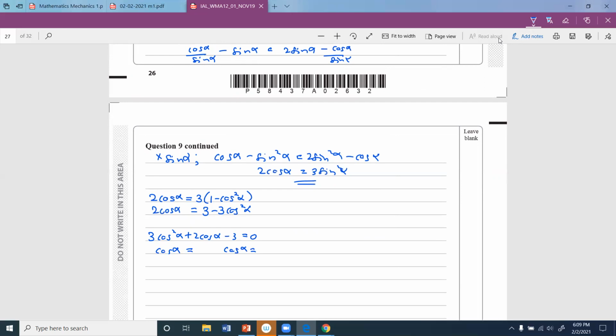It's a quadratic format. 3, 2, and minus 3. One answer is 0.72. The other answer is minus 1.38. This is not possible because the cos value cannot exceed that value. So we can write cos alpha equals 0.72.